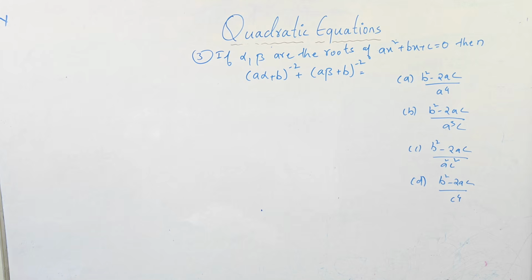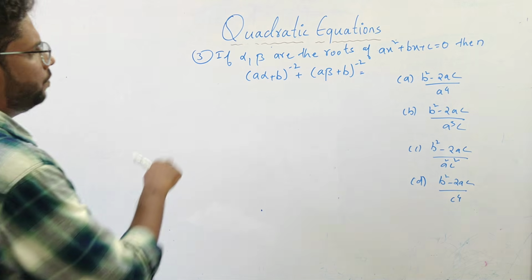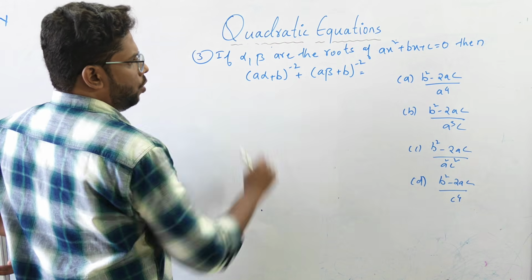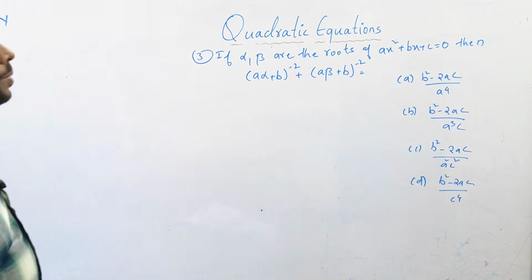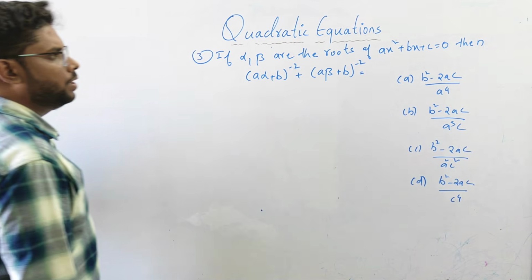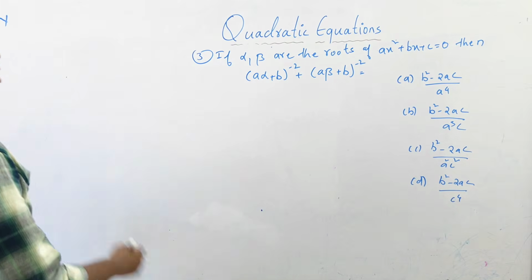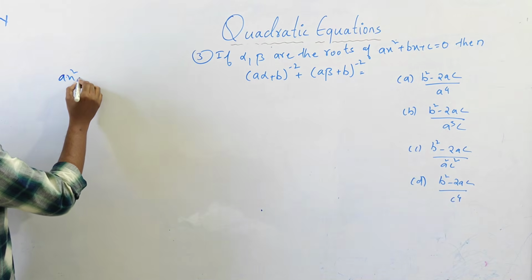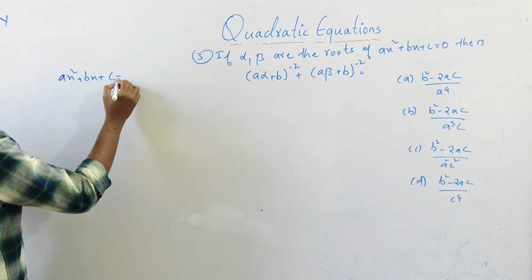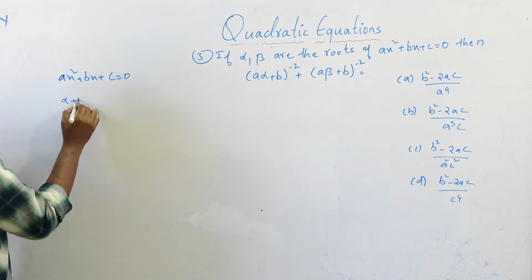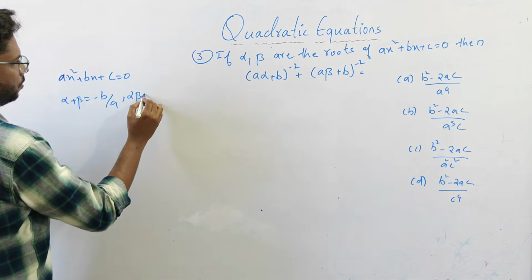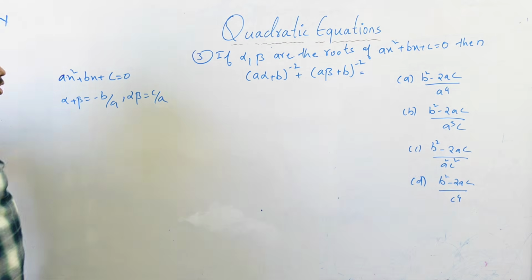Now let us see the third question. What they have given: if alpha, beta are the roots of the equation, then (a alpha plus b) whole power of -2 plus (a beta plus b) whole power of -2 is equal to what? So how to solve this question here? What equation have they given? ax square plus bx plus c equal to 0. And what is the sum of the roots, alpha plus beta? That is minus b by a, and alpha beta is c by a.